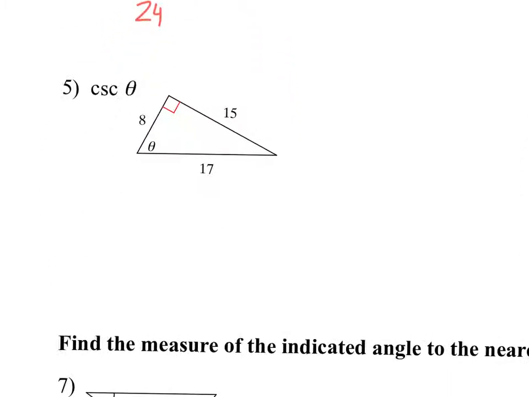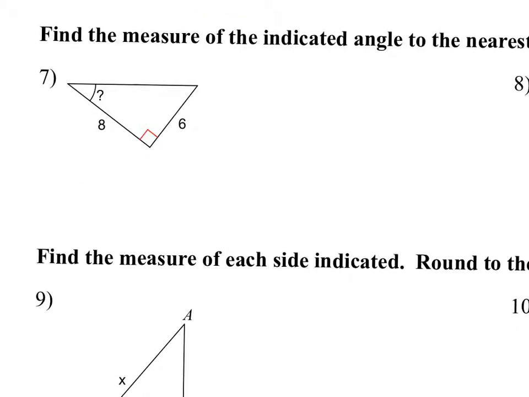For number 5, we're looking at cosecant. We have to know that cosecant is the reciprocal of sine. So if sine is opposite over hypotenuse, cosecant is hypotenuse over opposite. Here's our angle. There's my opposite. Here's my hypotenuse. Here's my adjacent. Hypotenuse over opposite would be 17 over 15.